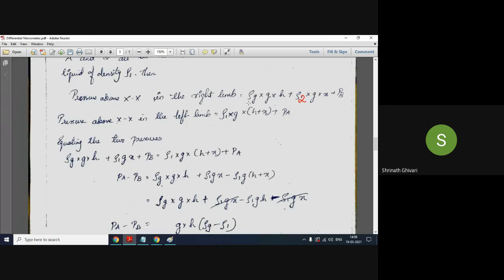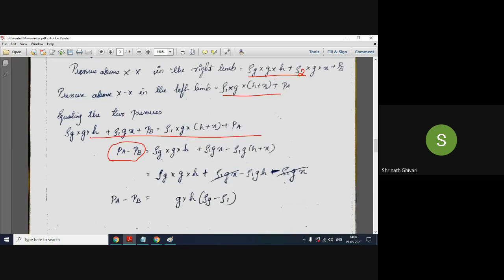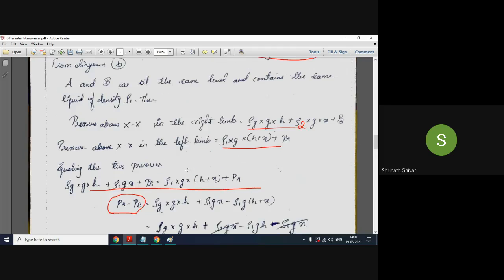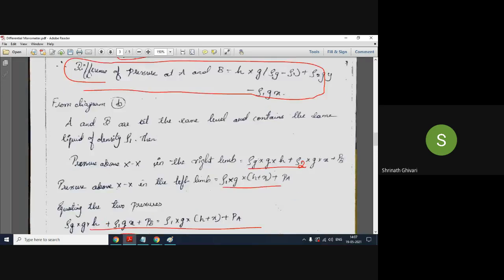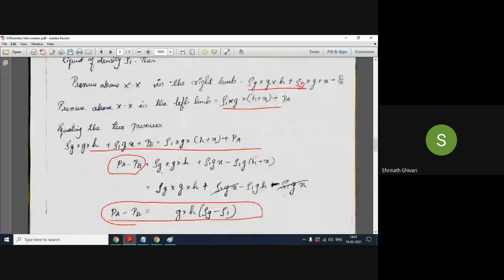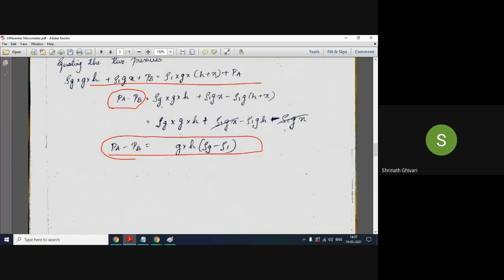Now we have to equate both of these equations. When we equate them, we only have to find PA minus PB. So we get PA minus PB equal to G into H into (rho G minus rho 1). I explained this now, but it's your duty, when I send you the notes, to practice the derivations. I can't explain everything. I can tell you to solve it and tell me, because you are taking so much time to give me the answer, and I don't want to waste time. But I'm directly telling you the answers because it will be easy for you to understand.